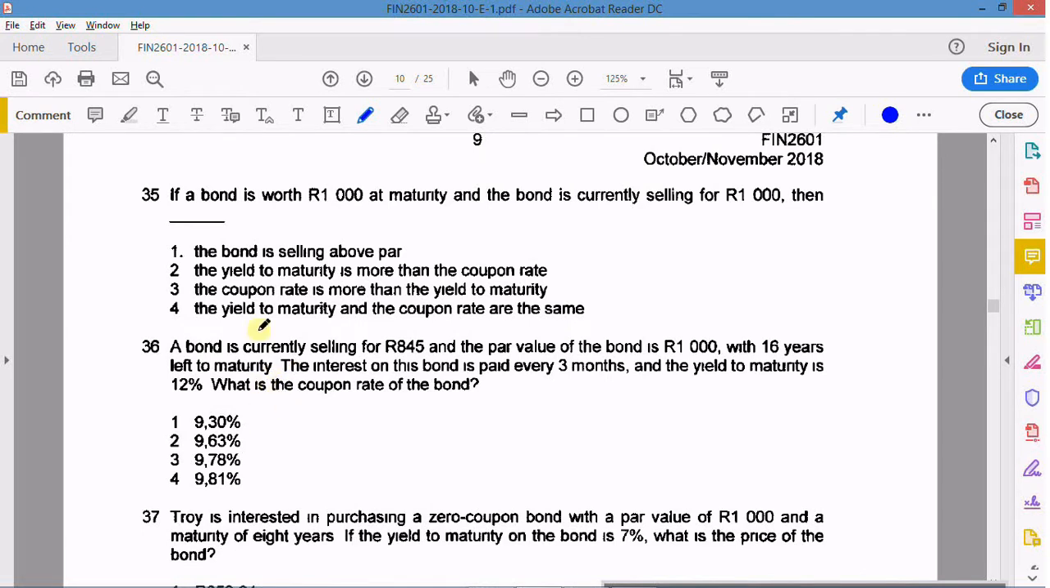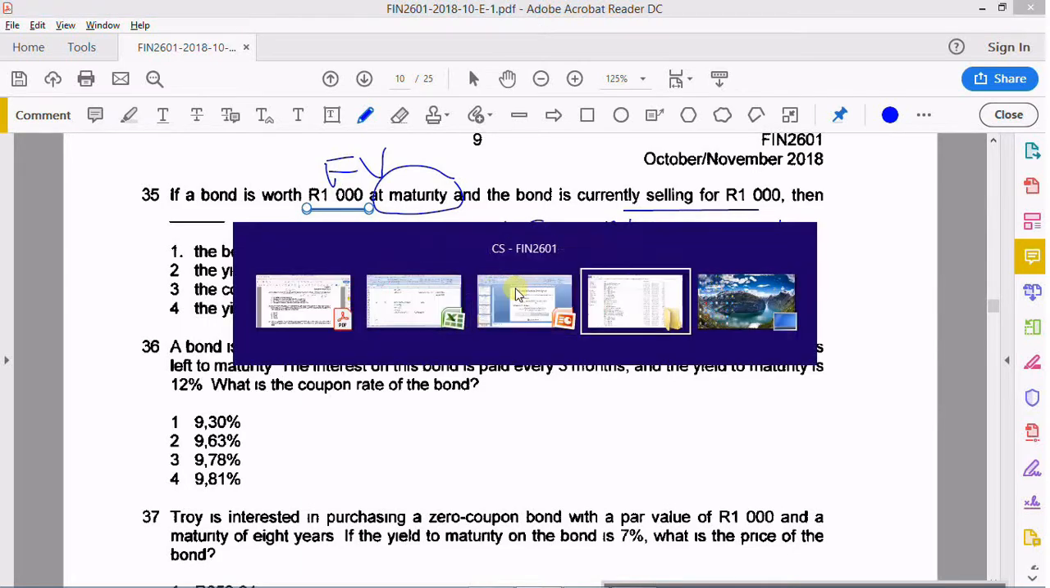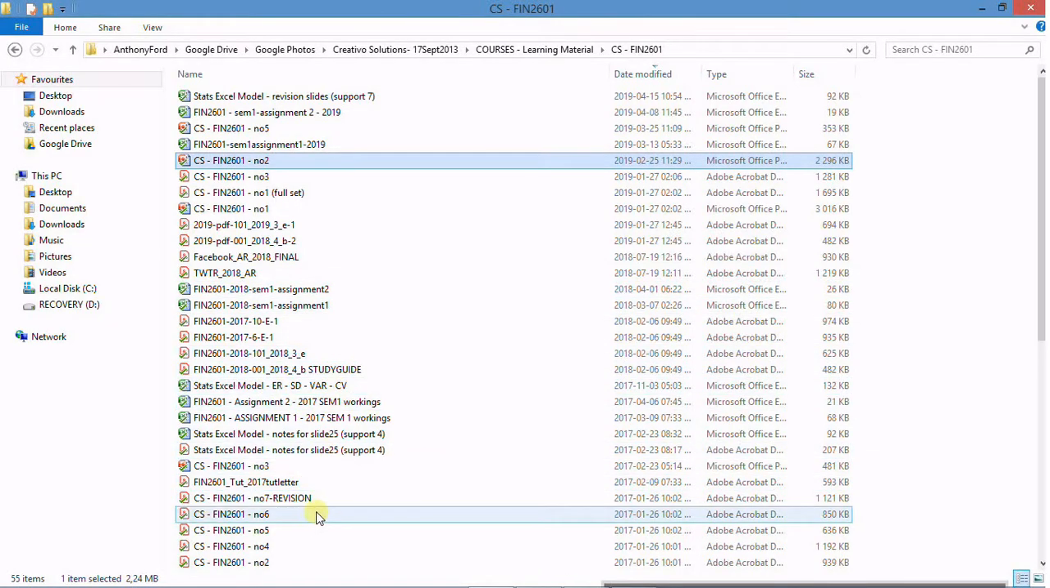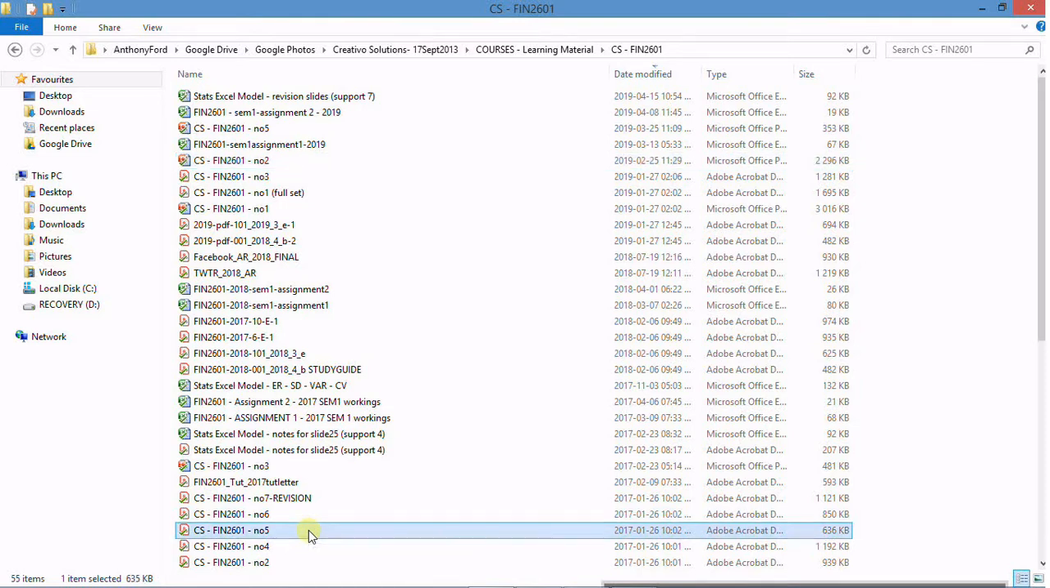Okay, more theory. If a bond is worth 1,000 at maturity, future value, and it's currently selling for present value, then the bond is selling at par. Do you agree? So the coupon rate equals the yield to maturity. It's not one. Okay, remember we had a note about this in your book. I want to show it to you.